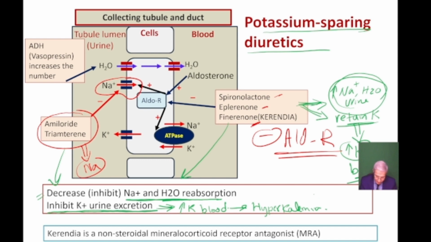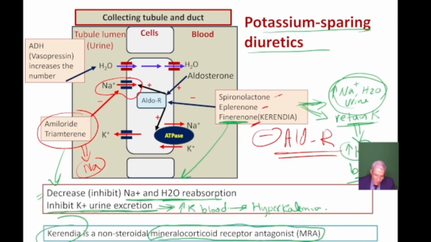Okay. Kerendia is a new medication. It's considered a mineralocorticoid receptor antagonist. Kerendia is the brand name for finerenone.